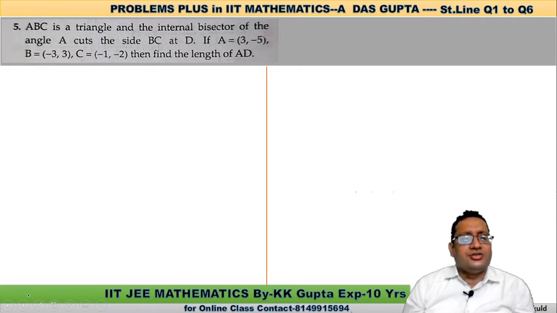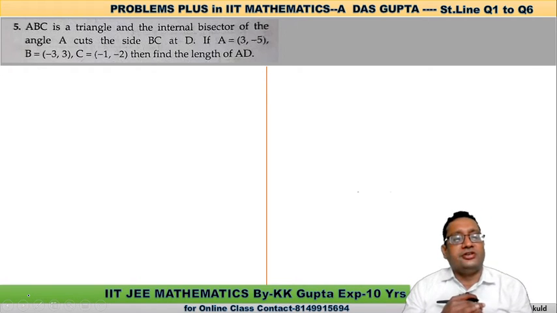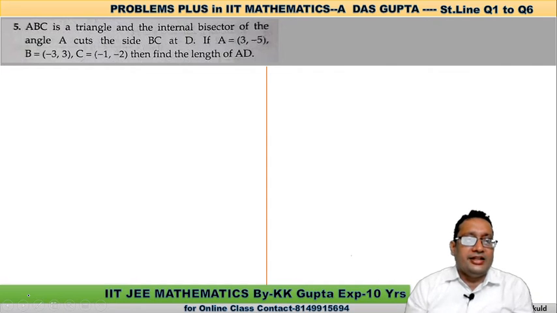Let's take the next question. Question number 5. ABC is a triangle and the internal bisector of angle A cuts the side BC at D. If A is equal to (3, -5), B is equal to (-3, 3), C is equal to (-1, -2), then find the length of AD.